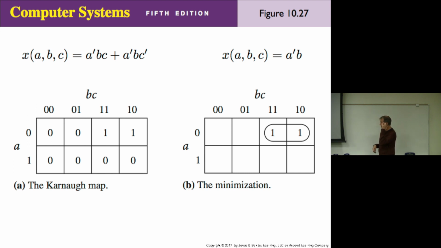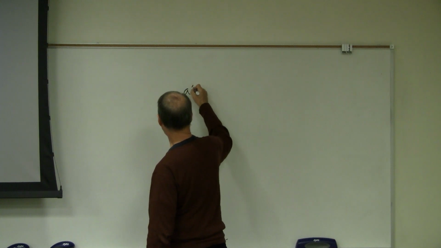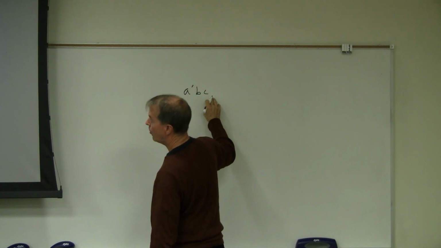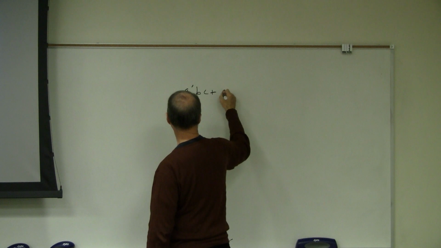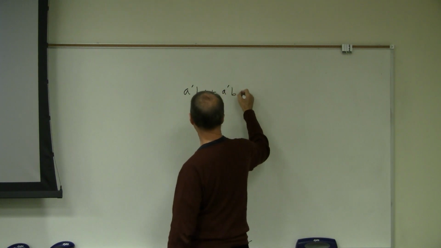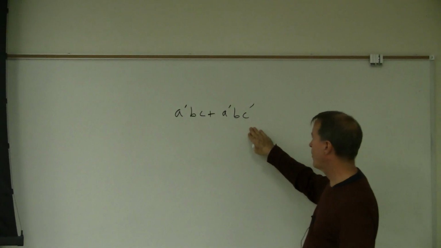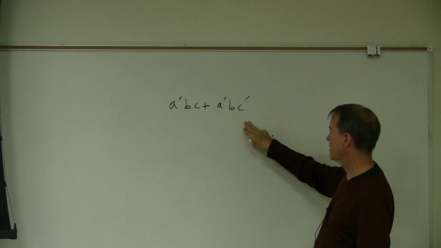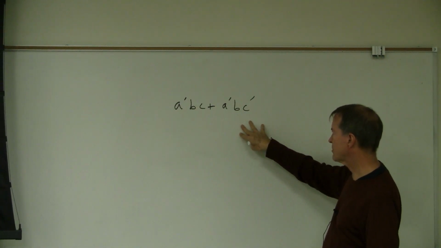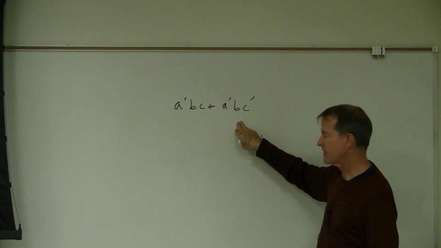Now, watch this. Let's take a look at that expression. We have A prime BC or A prime BC prime, right? Now, look, these differ by how much? Each one of these differs by how, what's the distance between them? The distance between them is 1.